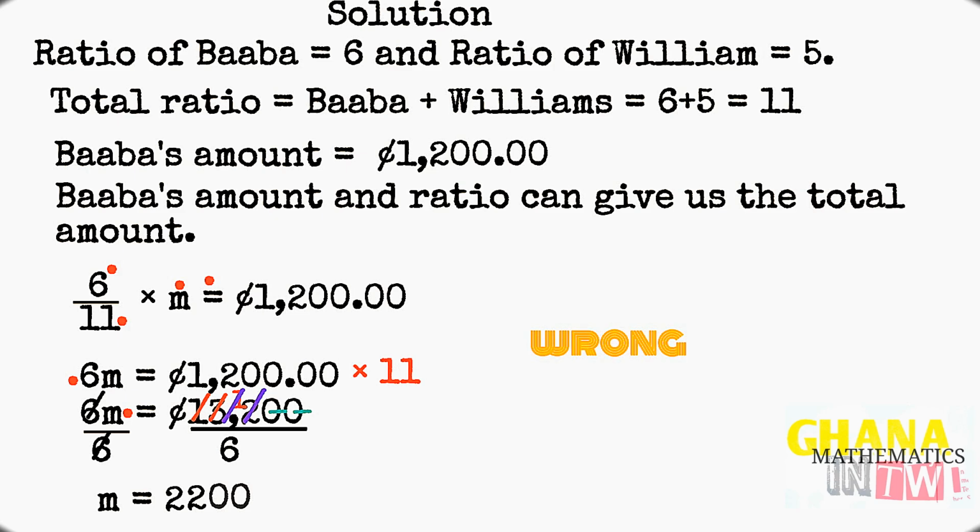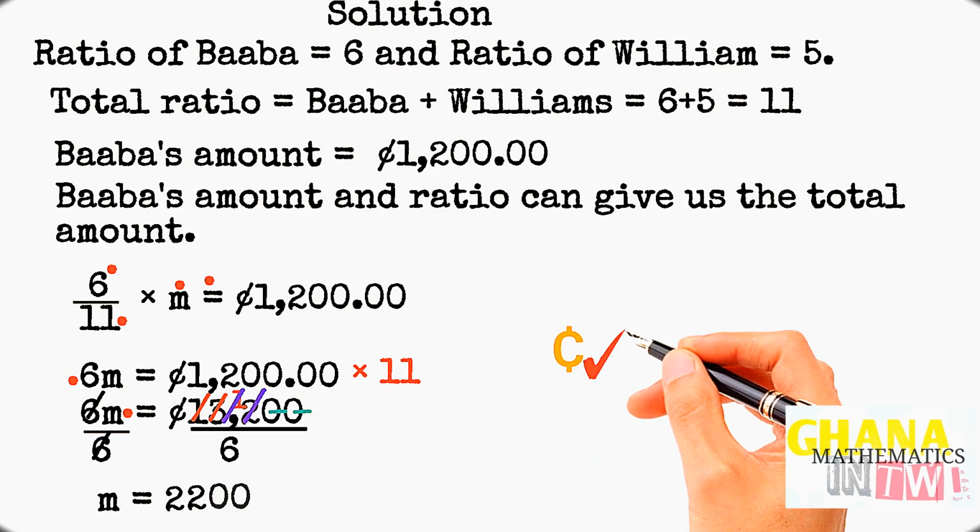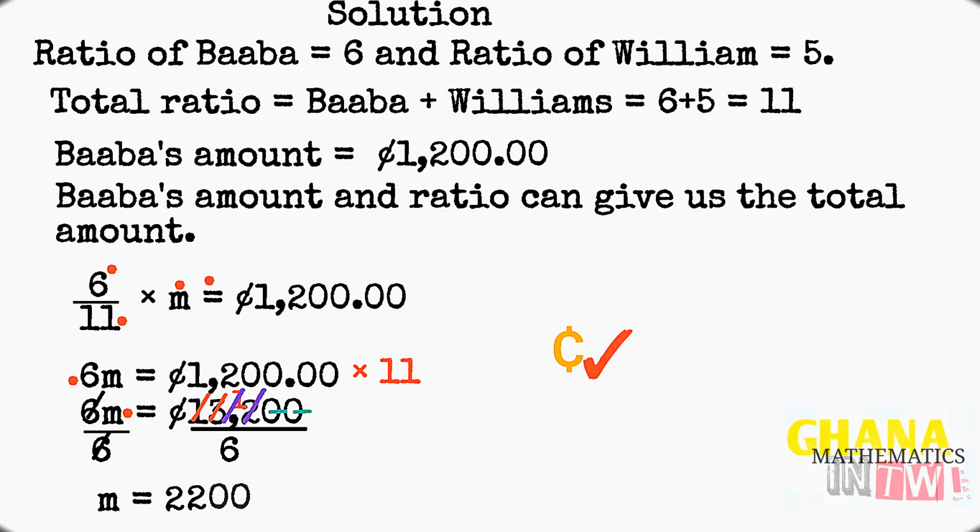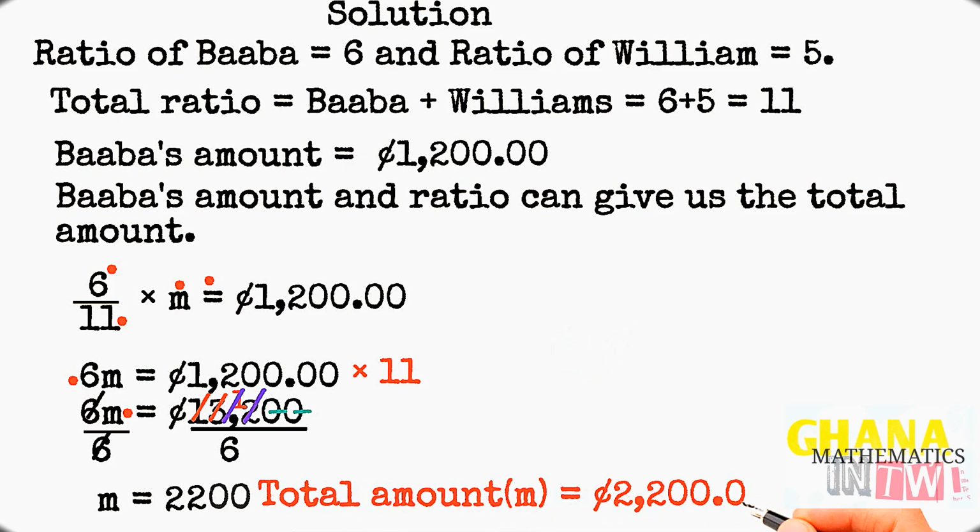But there's a mistake, and I want you to figure out the error. Let me tell you, I forgot one thing, which is the cedi sign. In all mathematical equations we must include the unit. So the total amount is equal to 2,200 cedis.